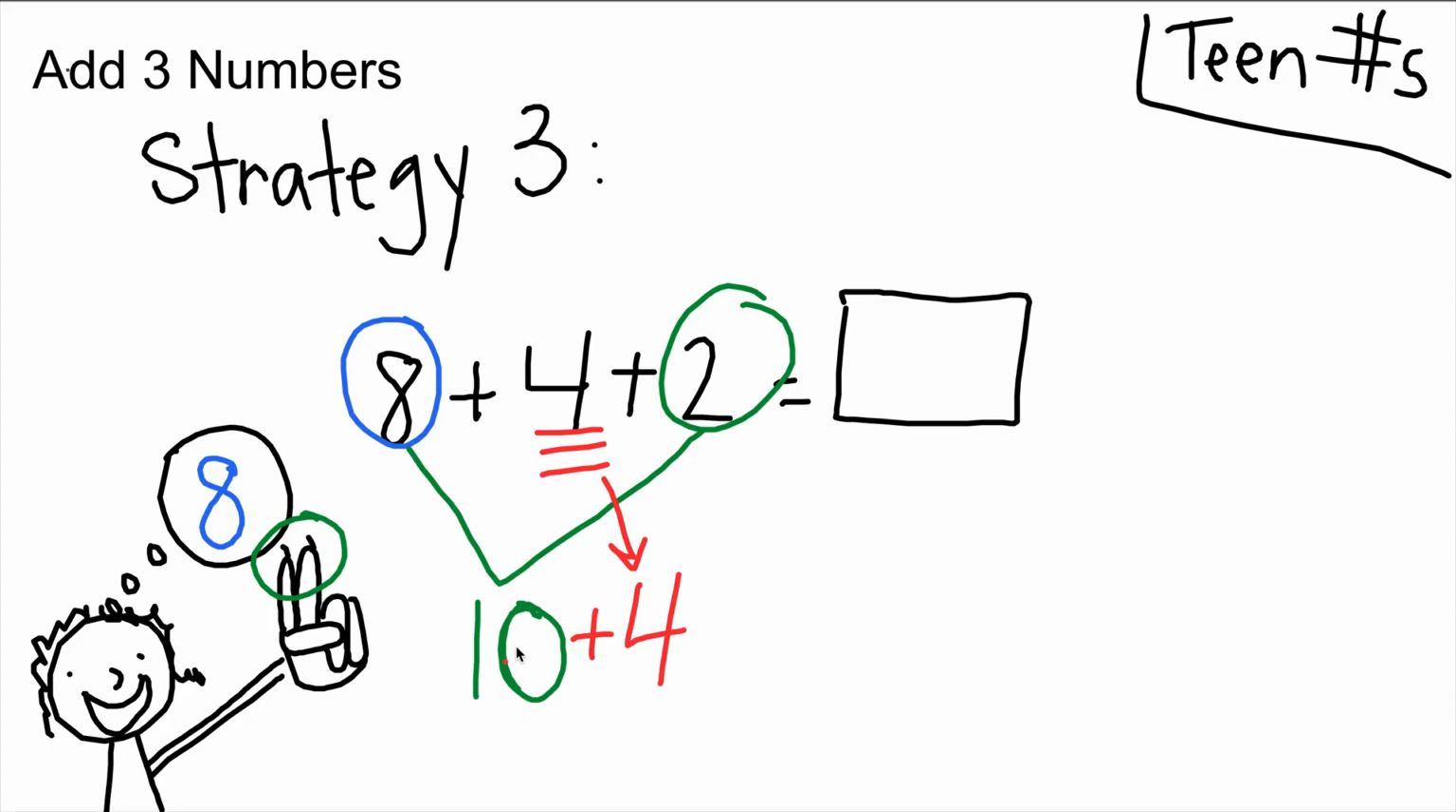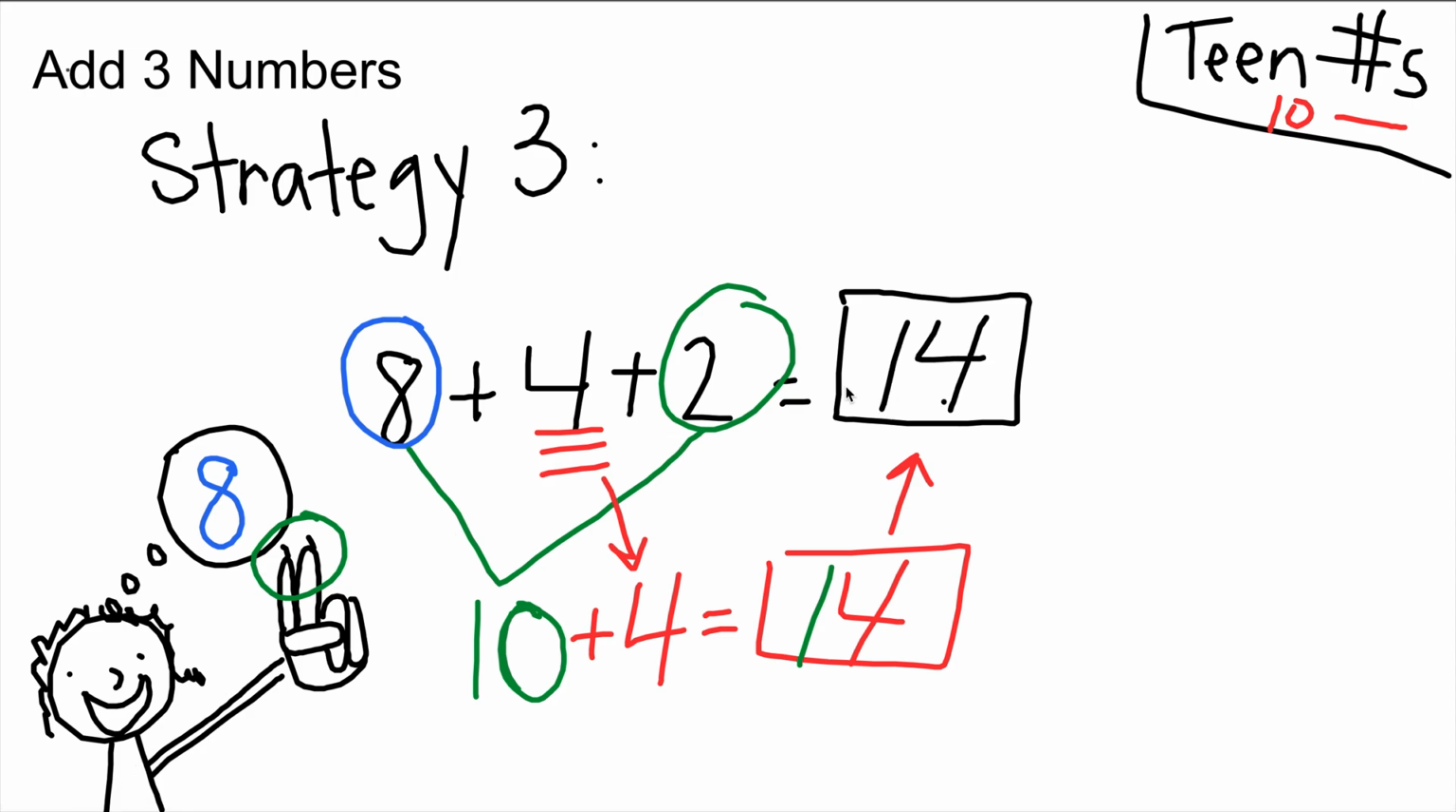So 10 plus 4 equals what? And again, a teen number has 1 ten and some ones. So here it is. I have 1 ten, and I have how many ones? 4 ones. So my answer is 14. 8 plus 4 plus 2 gives me 14.